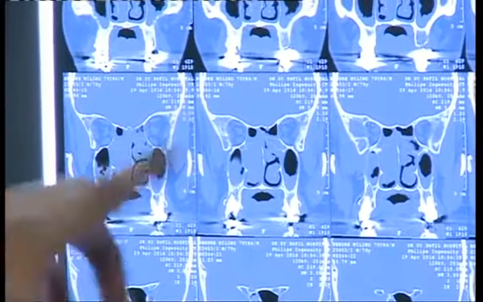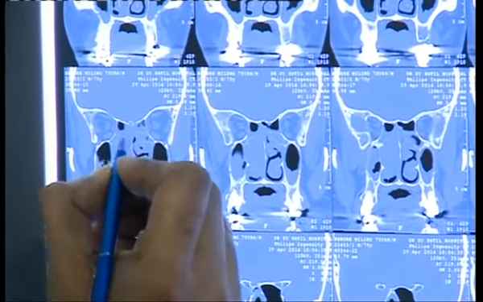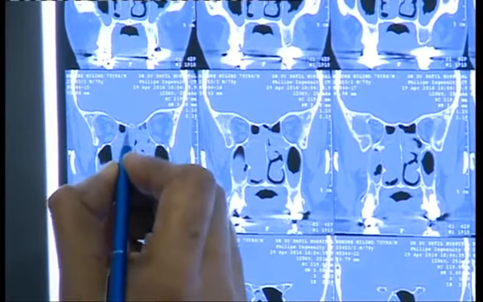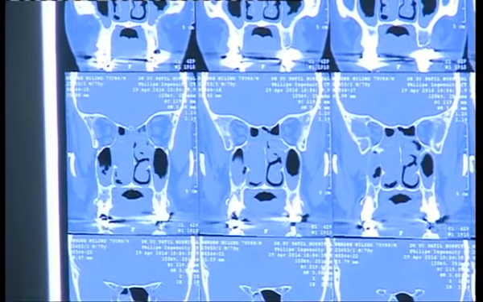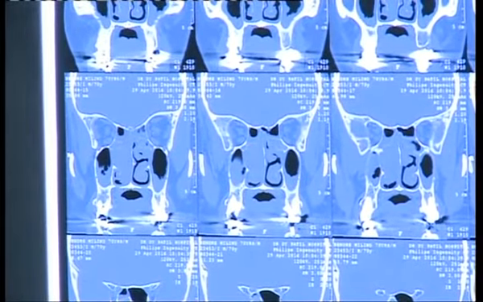And see the cells larger. Now there are two turbinates. Unlike the middle turbinate, they are going to the roof of the posterior ethmoid. So these are the superior turbinates.